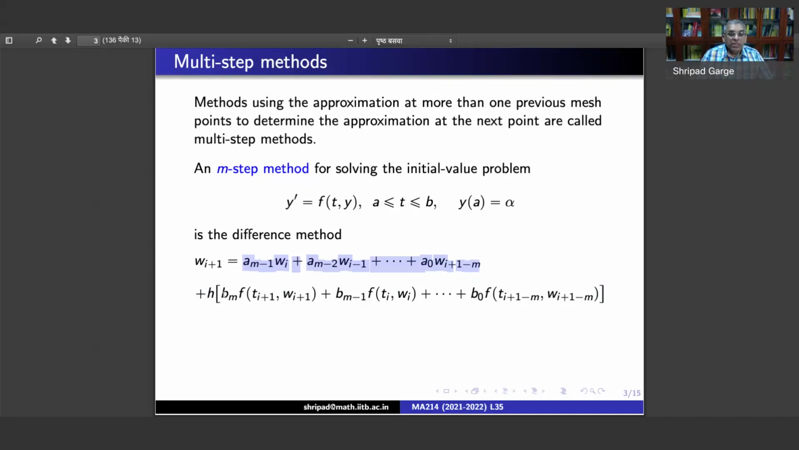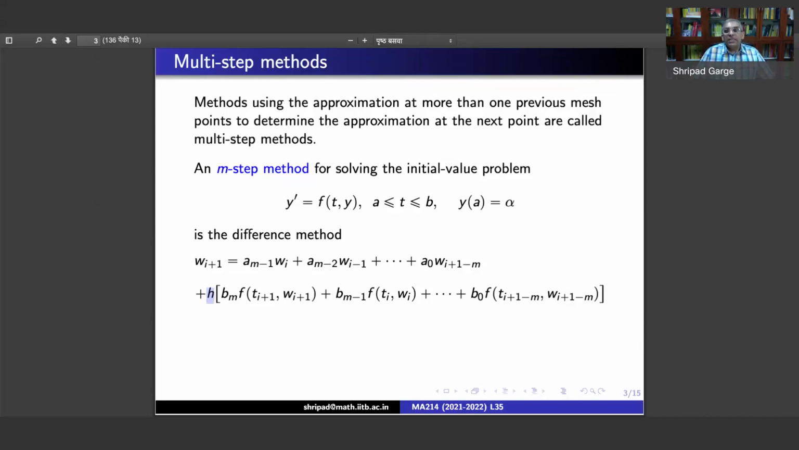And we also look at the function values. So we look at f of ti plus 1, wi plus 1 with a coefficient bm, f of ti, wi, which is the previous one, with a coefficient bm minus 1, all the way up to f of ti plus 1 minus m, wi plus 1 minus m. And then of course, as one would expect, there is this step size h, which is multiplied to the function value.